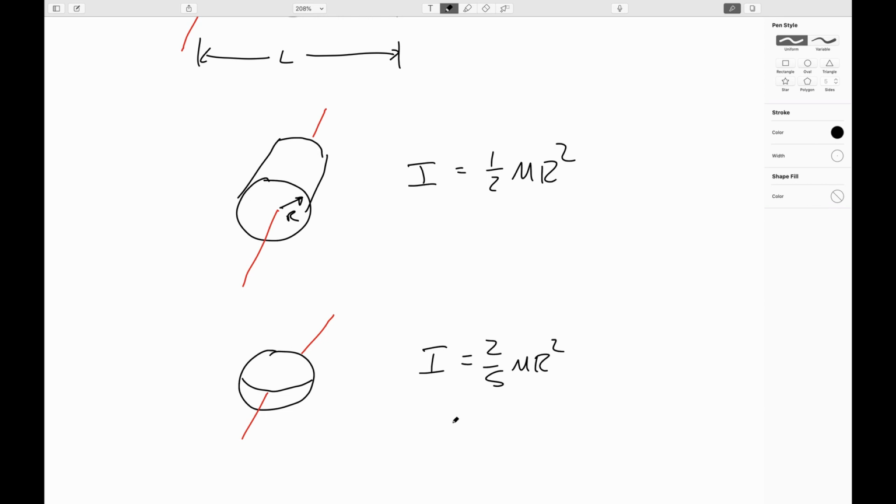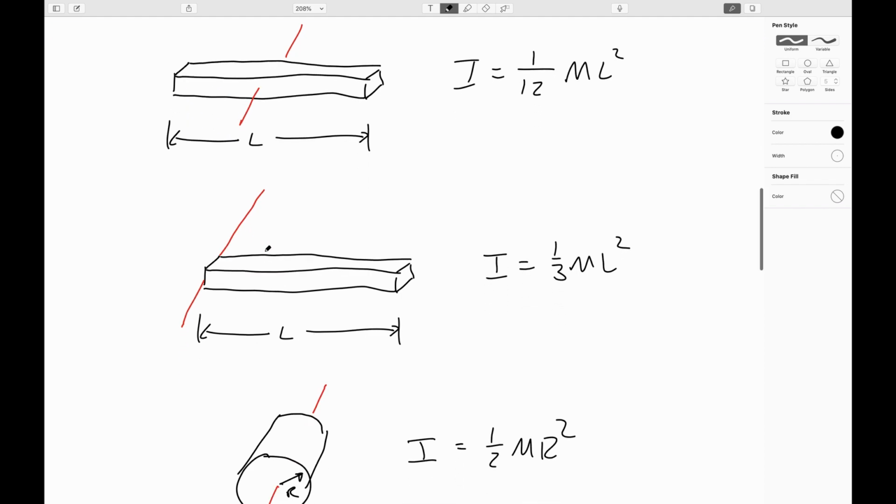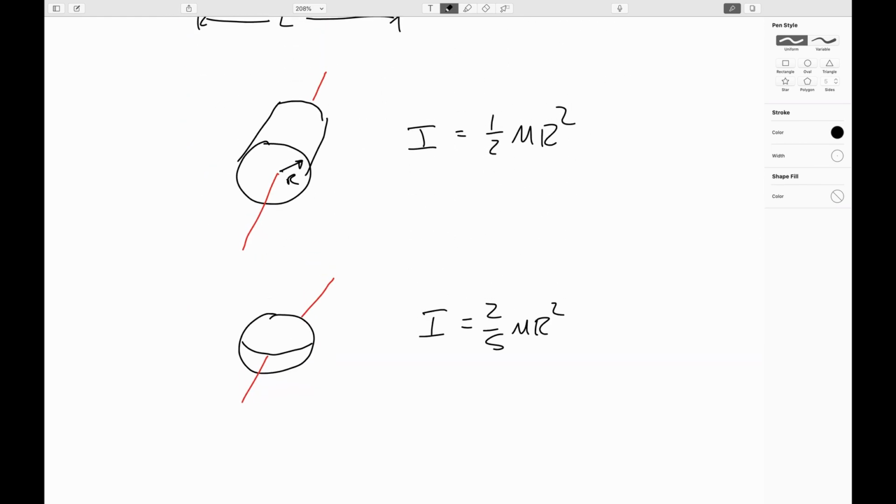Well, if you think about it, the only way they can have the same radius and the same mass is if the mass is more concentrated in the sphere, and specifically that it's more concentrated about the axis of rotation. Same thing happened here. Here, when the axis of rotation was here, the matter is more concentrated towards the axis of rotation than it is here. The more concentrated the matter is towards the axis of rotation, the lower the moment of inertia. The less concentrated it is about the axis of rotation, on the other hand, the higher the moment of inertia.